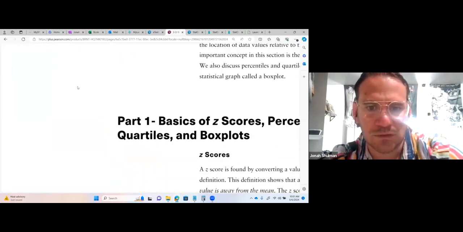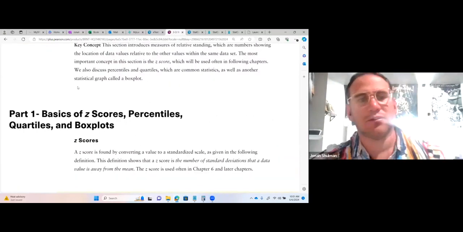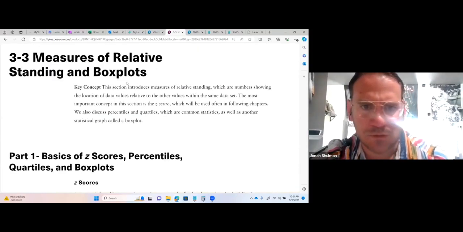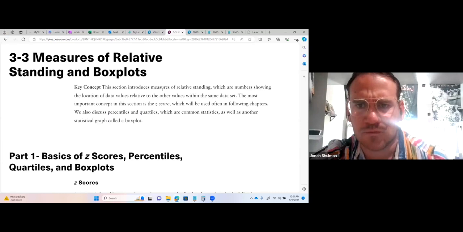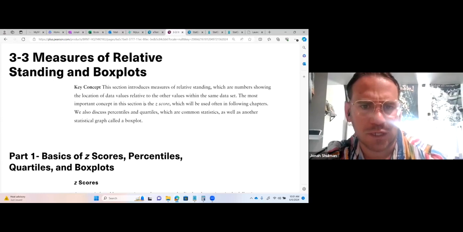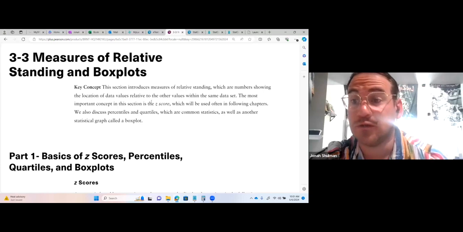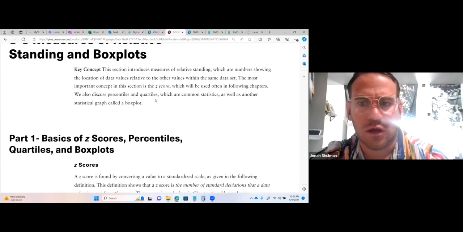Ooh, the first thing they show you is z-scores. That's nice. Okay, so z-scores are a little different, but I'll go through whatever we need. This section introduces us to measures of relative standing, numbers showing the locations of data values relative to other values within the data set. The most important concept is the z-score, which will be used often in what follows. I didn't know z-score was going to be in here, so I'll show you z-score too, as well as quartiles, percentiles, and box plots.